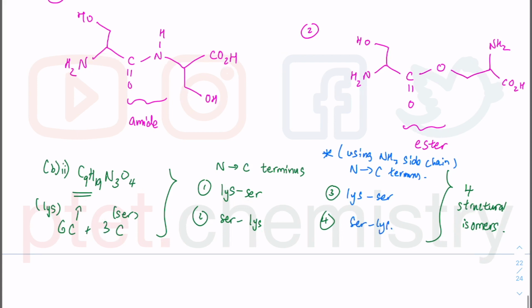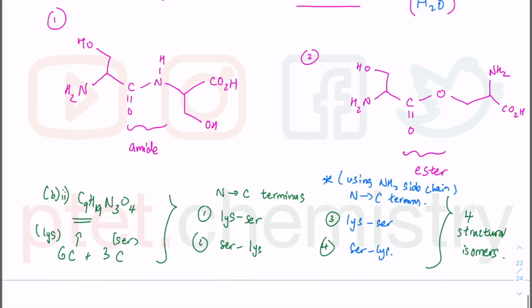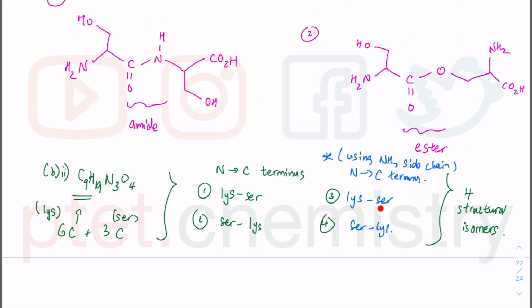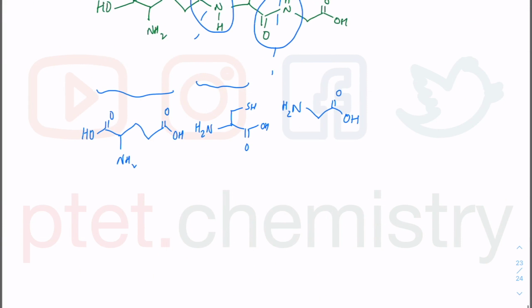So it is still 4 structural isomers. I just remembered that when you have an extra side chain, then this can also form an amide with your other group. So it's still something from lysine to serine, something from serine to lysine, but this is using the NH2 on your side chain instead. I hope that makes sense with that correction. So I will just very quickly move forward, and back to this question.